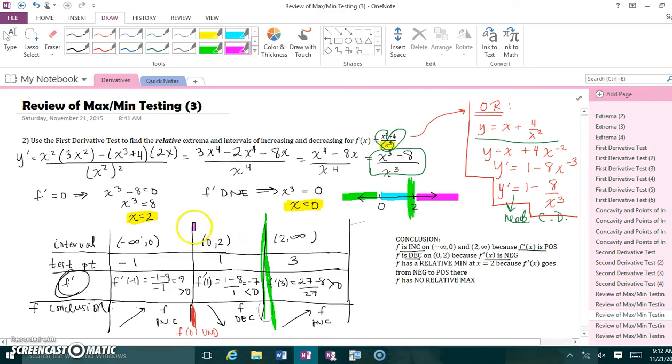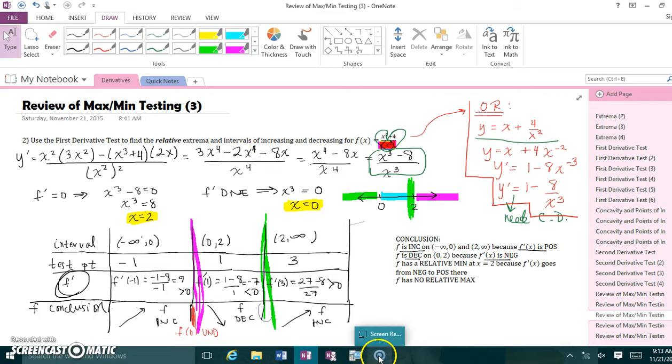I cannot say that there is a maximum here. It looks like there should be one because my derivative goes from positive to negative, but that would be at 0. And if you look at your original function, x is not defined there. So the original function doesn't have a value there. And let me show you the graph of it.